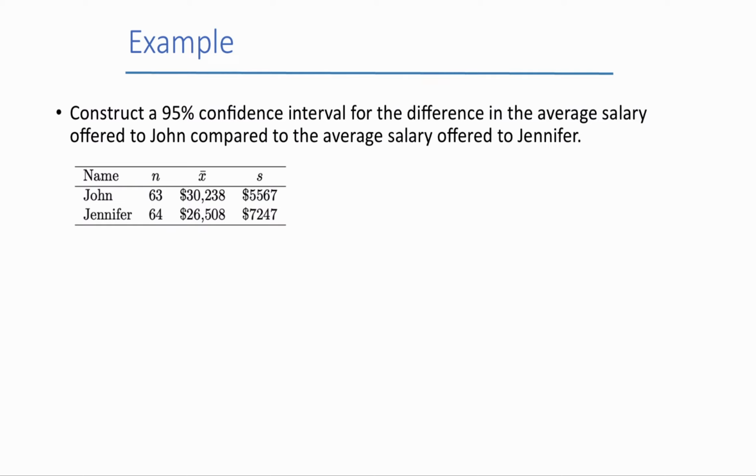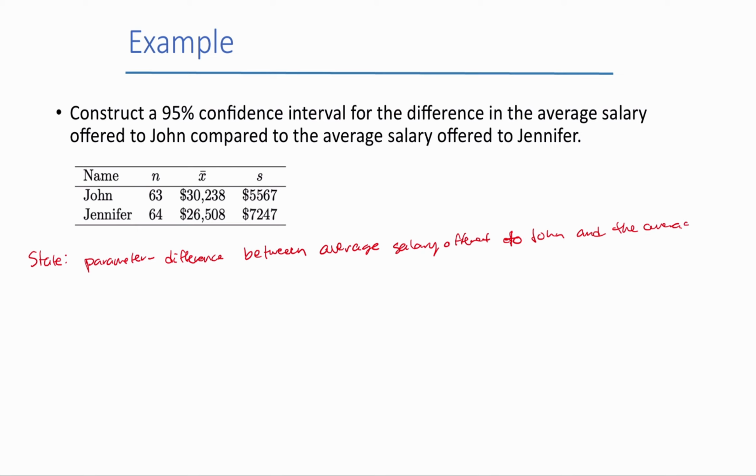All right. So our 4-step procedure: we state the parameter, which is the difference between the average salary offered to John and the average salary offered to Jennifer. And our confidence level is 95%.